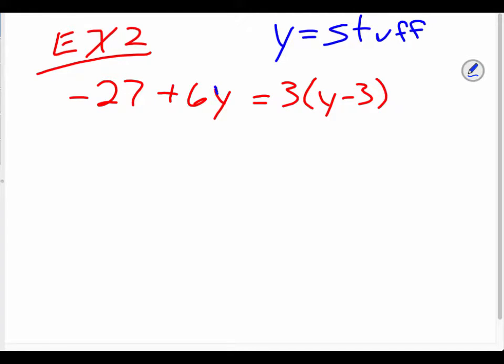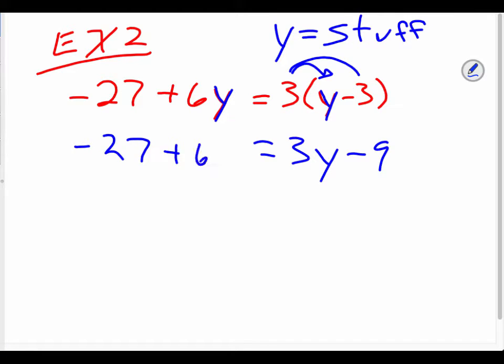I have a problem though. I have a y here and a y here. So I think for my benefit, I'm just going to push that 3 through to give me 3y minus 9. And then I have negative 27 plus 6y here. Now what I'd like to do is get all the y's on one side. I want a positive y value, so I'm going to move the smaller of the two y's.